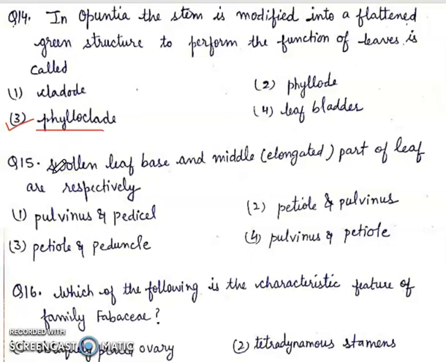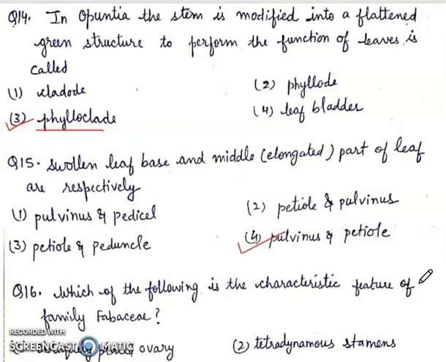Question 15. Swollen leaf base and middle elongated part of leaf are respectively. Swollen leaf base is known as pulvinus and elongated part of leaf is petiole. Answer is fourth.